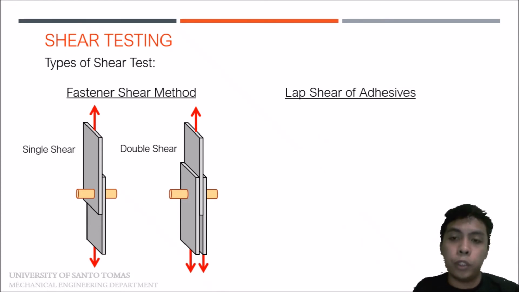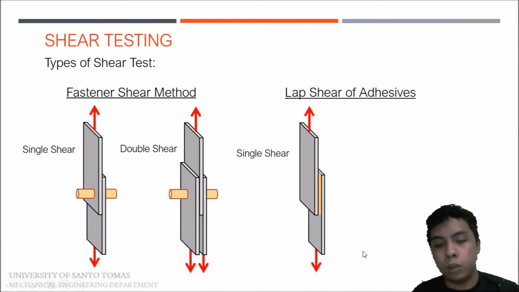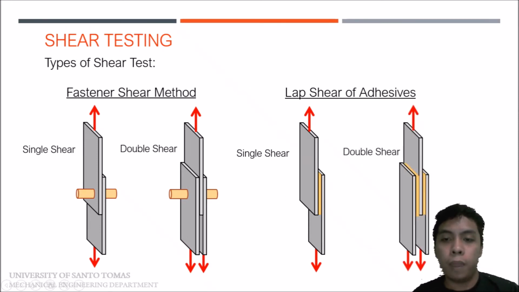Next, for the lap shear of adhesive, we will study the shear strength of the adhesive na ginamit natin. Usually adhesives, resins yan. So same pa rin ang procedure, pero sa halip na pin ang ginamit, adhesive yung pinandikit dun sa dalawang metal natin in a lap joint manner. Kaya nga siya tinawag na lap shear. So this is single shear. For the setup naman ng double shear, ganito yan.